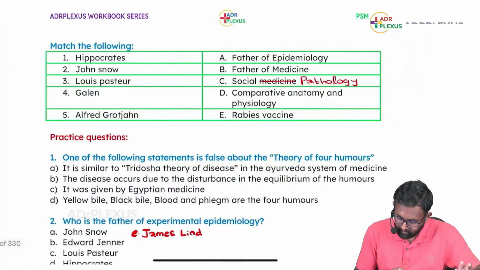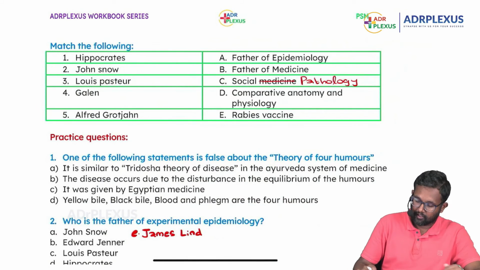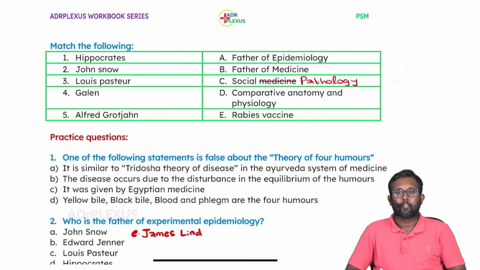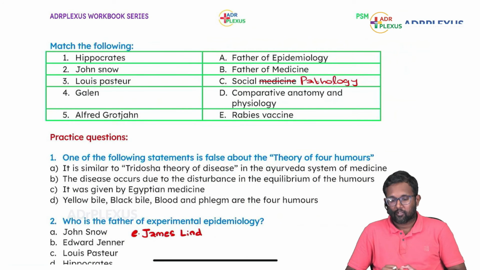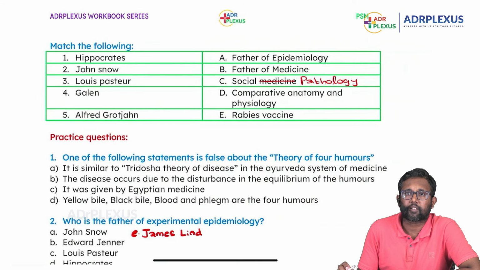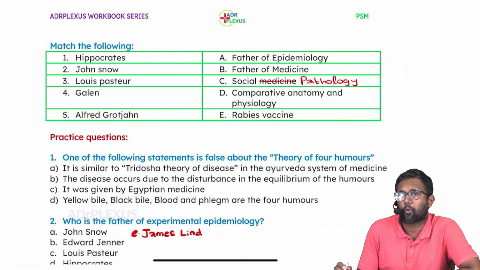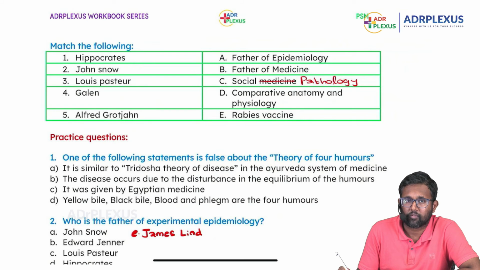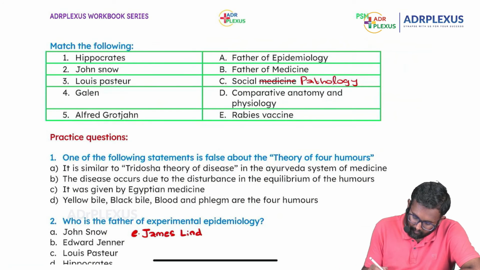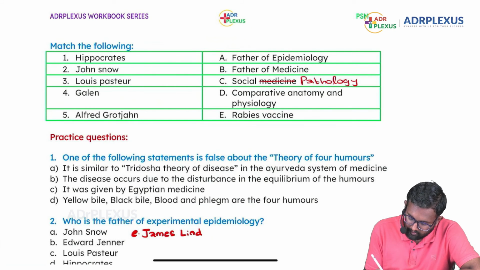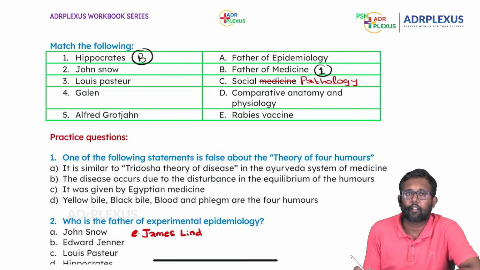Okay. Now just make a change in option C. You can change it to social pathology. Now match the following. Hippocrates. So Hippocrates is simply the father of modern medicine. So match the following. Okay, this is one. It is Hippocrates. Next, John Snow.